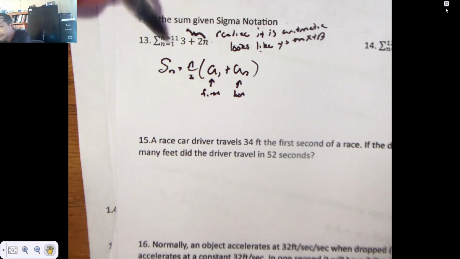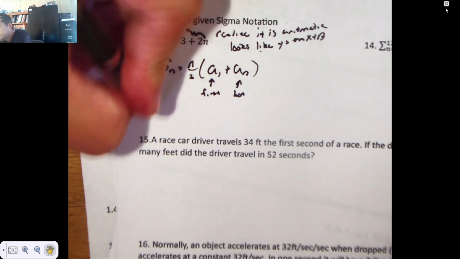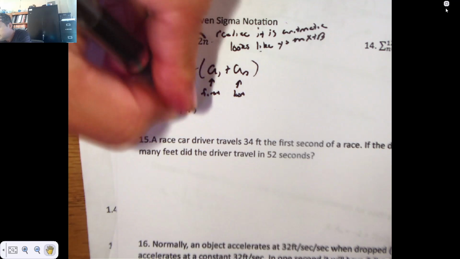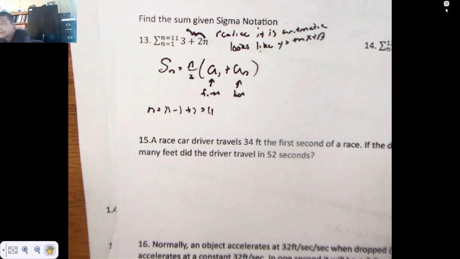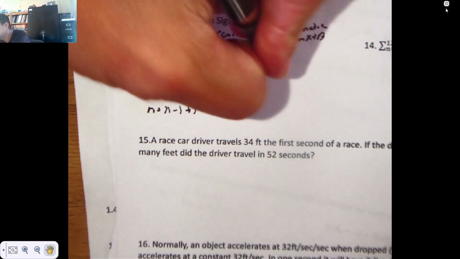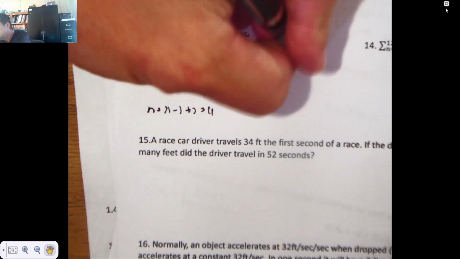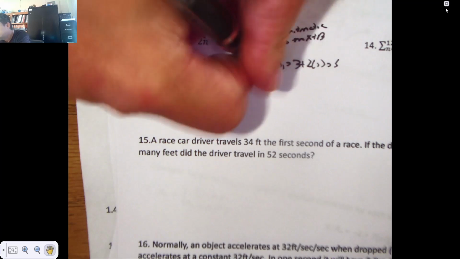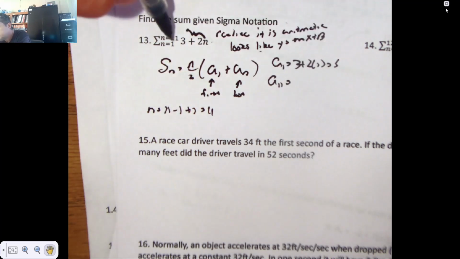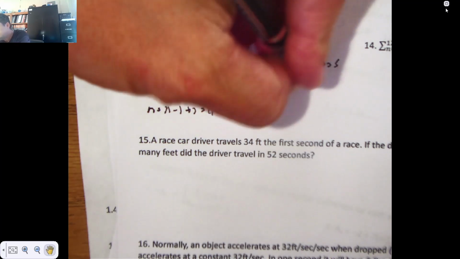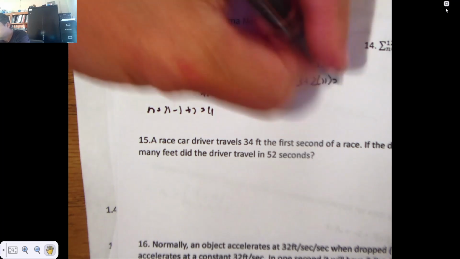How many things are there? Well, n is 11 minus 1 plus 1, which is 11. There's 11 things. And I need the first term and the last term, so I've got to find them off to the side. The first term, a sub 1, happens when I plug in a 1. It's 3 plus 2 ones, which is 5. The last thing happens when I plug in an 11. It's 3 plus 2 11s, which is 25.